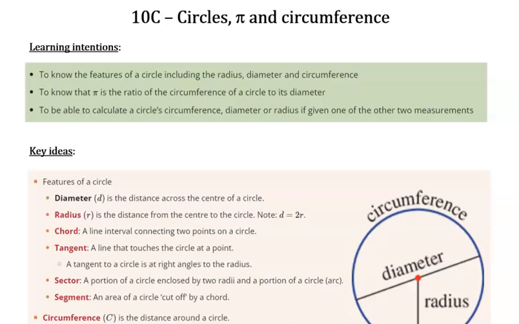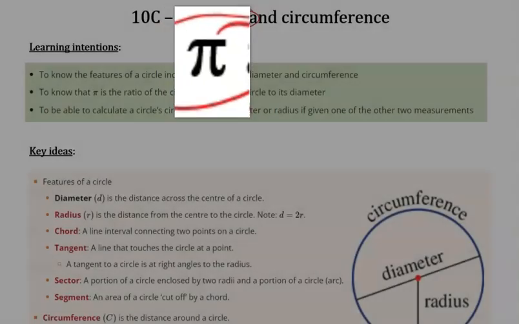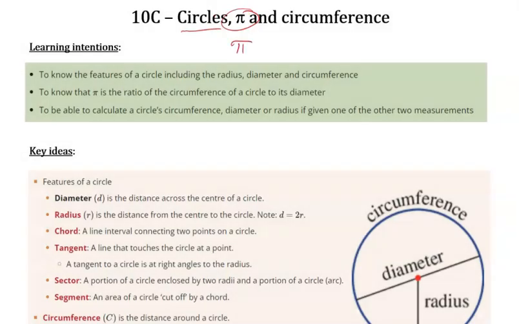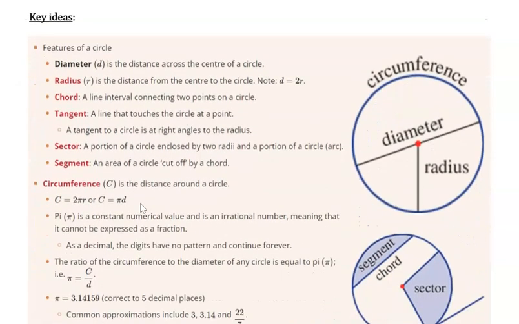Okay, we're talking about circles and some special words here. This is a Greek letter called pi, and it's written like that. You can write it like that. And pi is really important, and it's just a relationship between different aspects of a circle. And we use pi to figure out the circumference of a circle. So we need to know a few terms first.